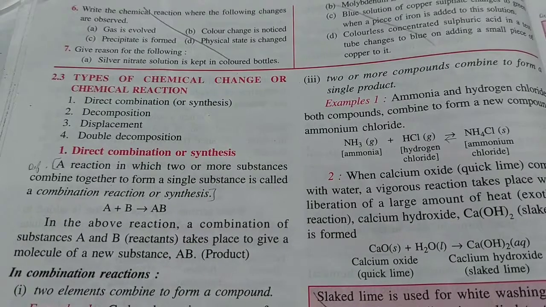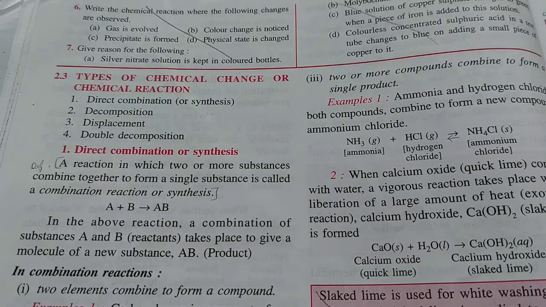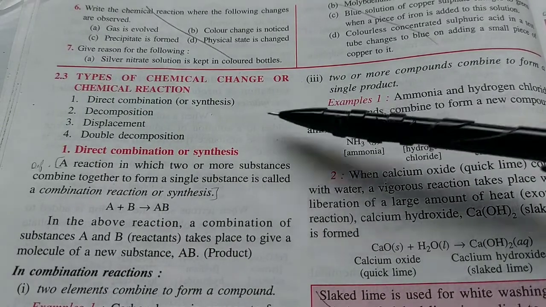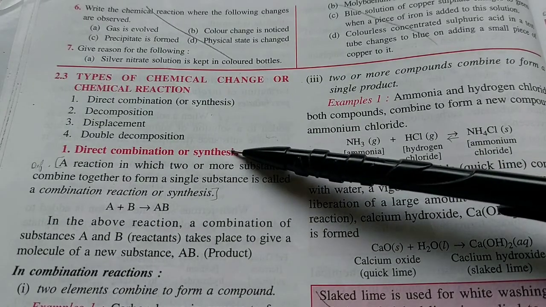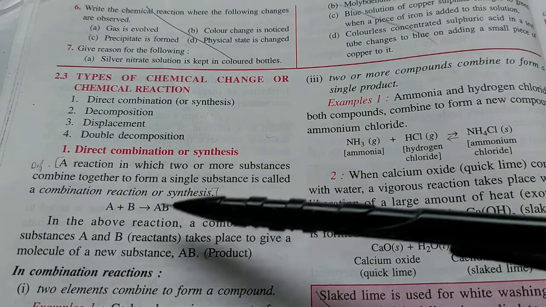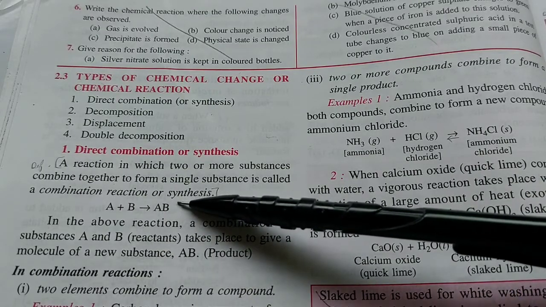9th Standard ICSE Chemistry Chapter 2B, Types of Chemical Change or Chemical Reactions. We have four main types. Type number 1, direct combination or synthesis. Here, in an equation, we shall always have two reactants and one product.